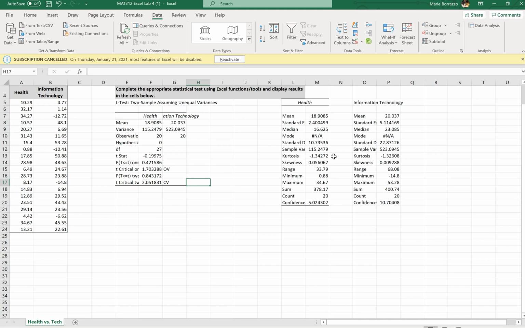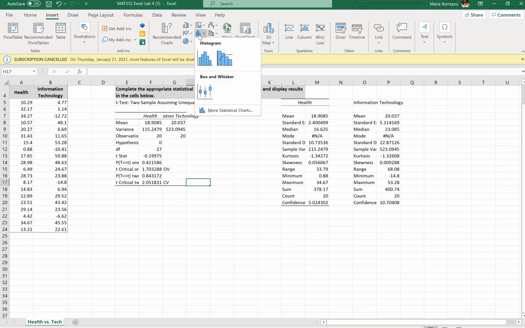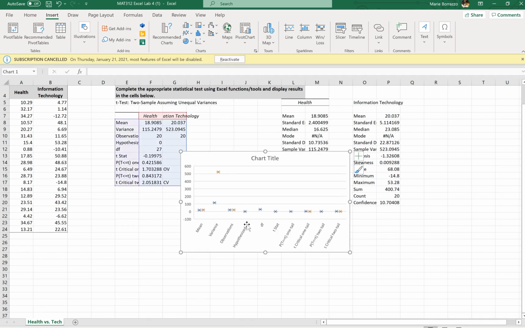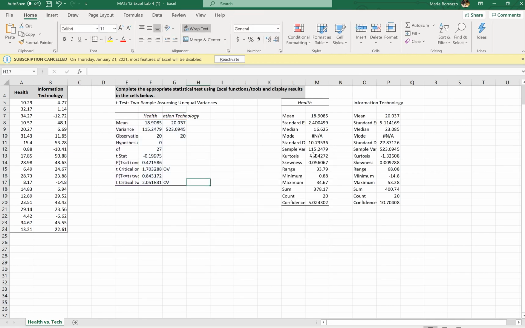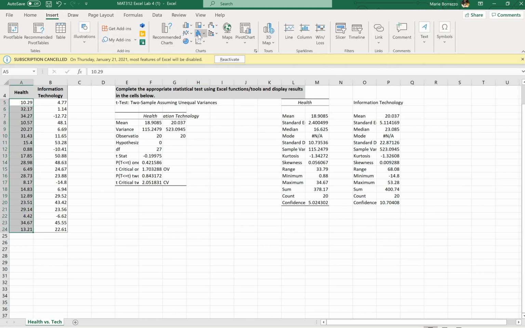They both have a negative kurtosis. In terms of skew, again, if we go ahead and go to insert, let's just do 2 box and whisker plots. And so this is kind of cool. If you look at the data for the different charts, let me go back. So I'm going to highlight health. I'm going to go to insert. I'm going to go to histogram and then box and whisker.